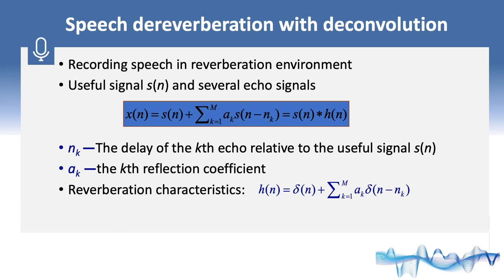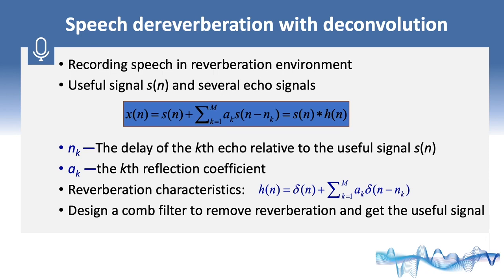If we know h(n), or at least know the form of h(n), then we can perform deterministic deconvolution. However, if we do not know h(n) in advance, then we need to estimate it. This is most often done using methods of statistical estimation. By use of homomorphic analysis, we could design a comb filter to remove reverberation and get the useful signal.